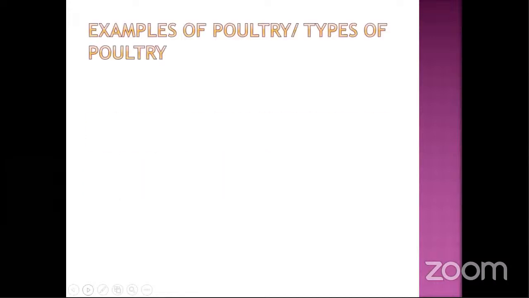Poultry keeping is the rearing of domestic birds. So that is what we said about poultry. Now we are moving on to examples of poultry, or types of poultry. Sometimes we say types of poultry, sometimes we say examples of poultry. Who can tell us some of these?